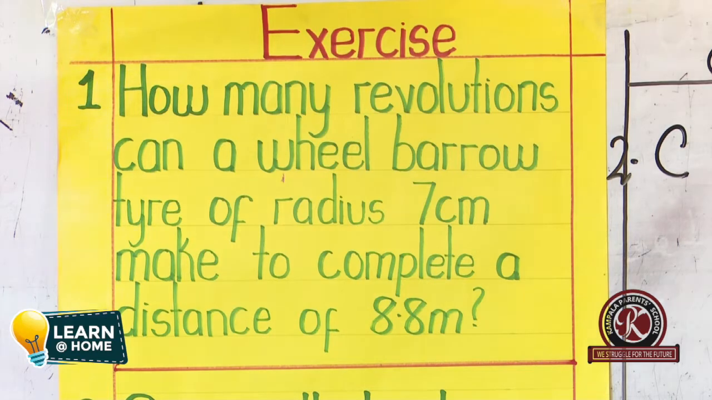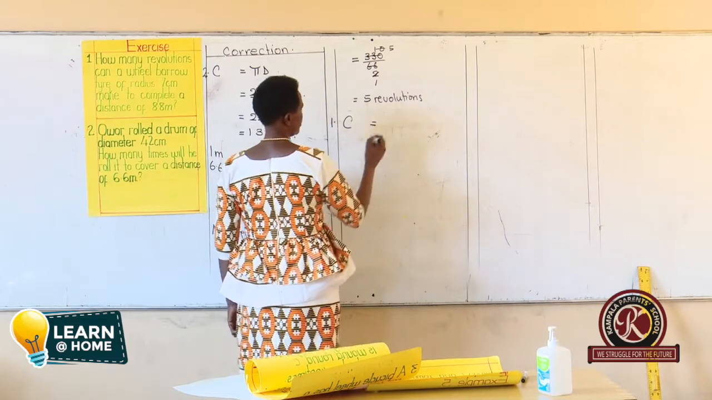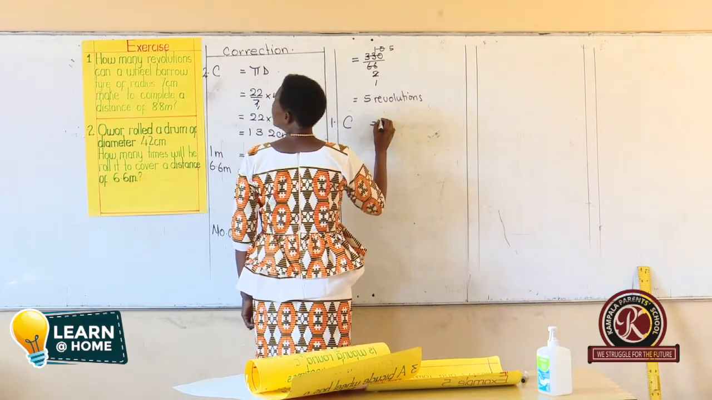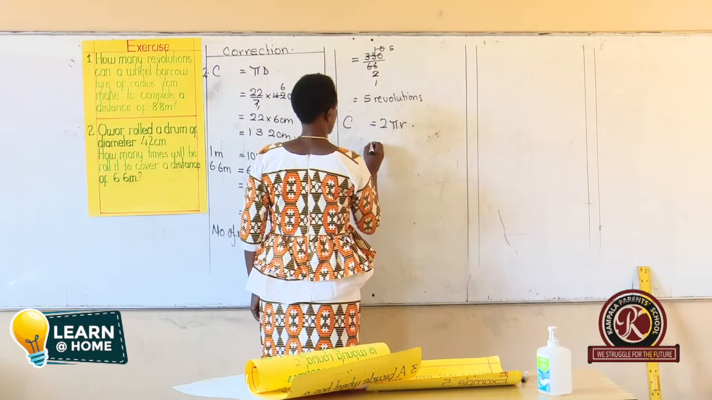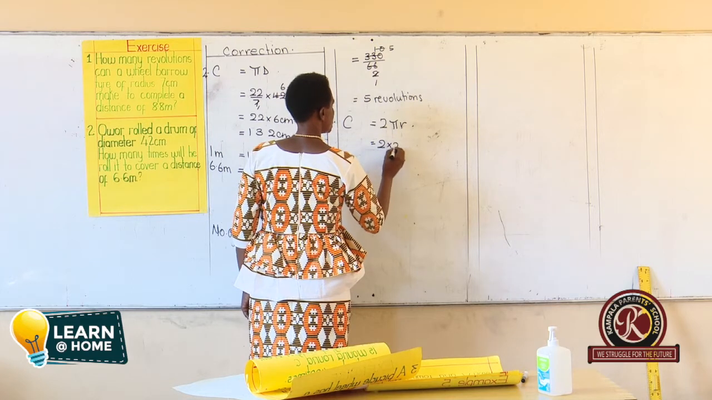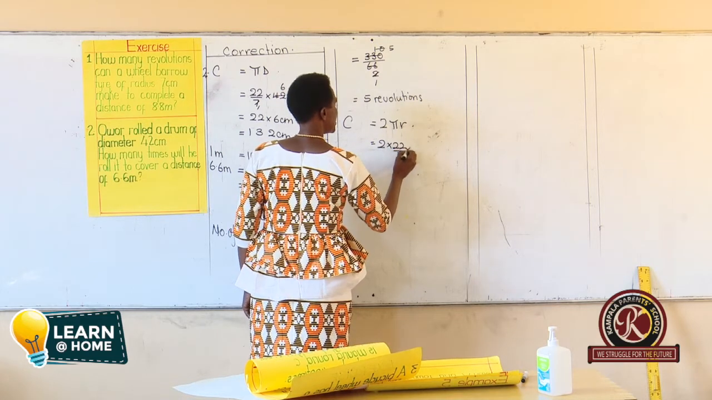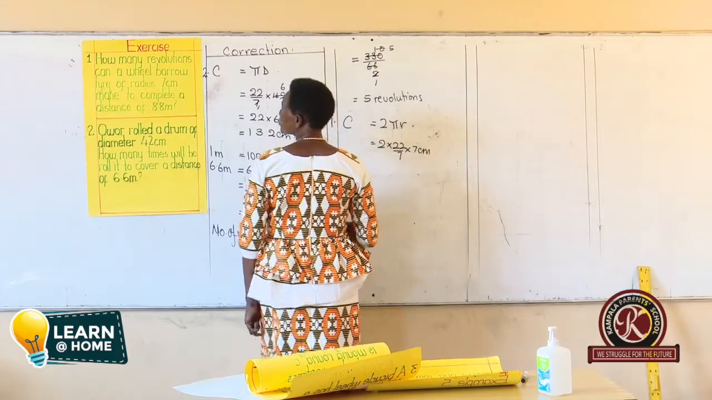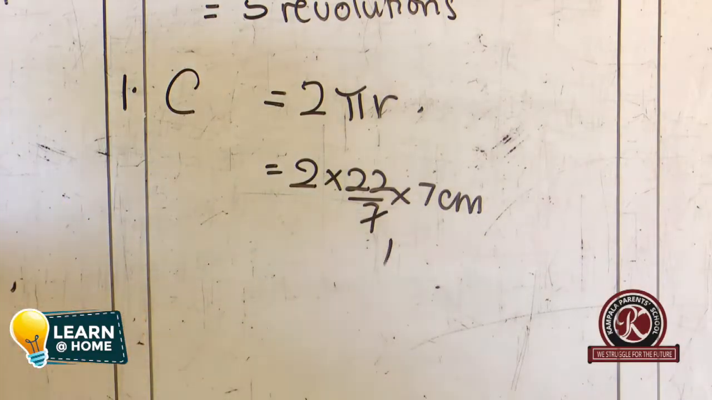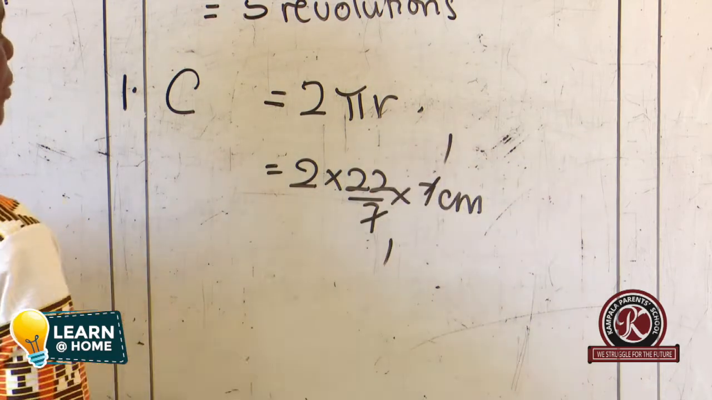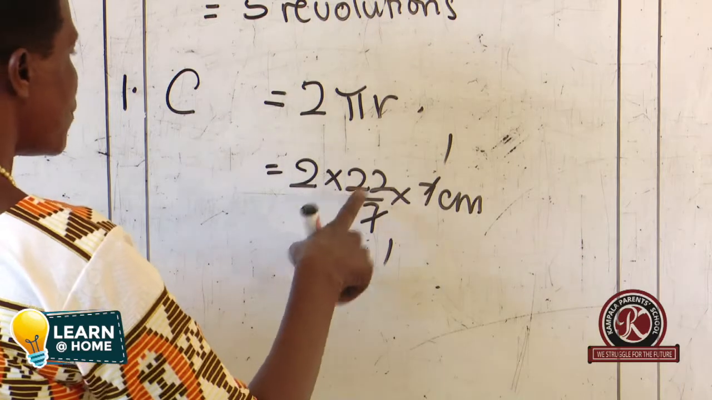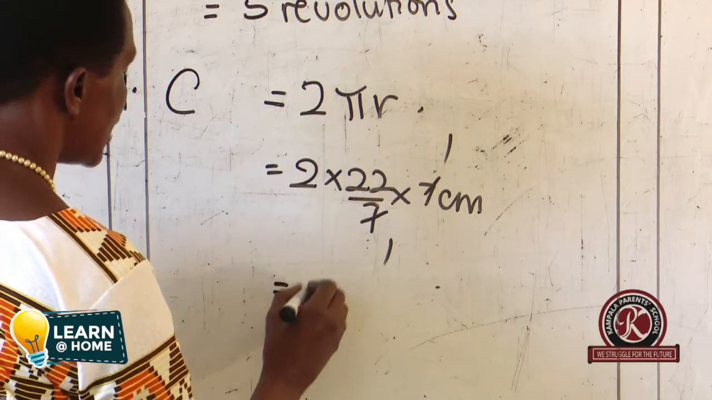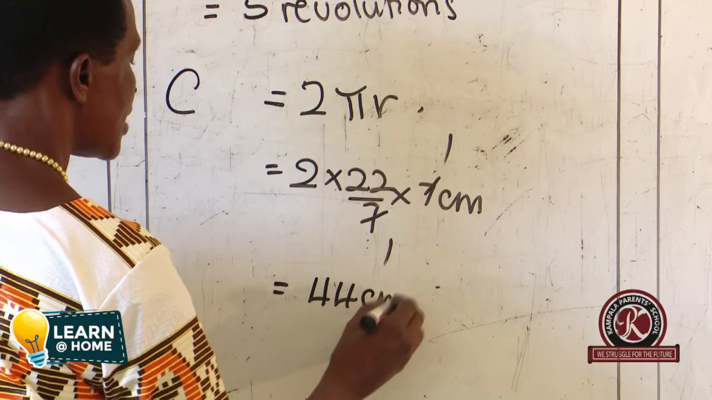We are starting with the circumference. We are saying circumference equals, here they have given us the radius, so we use 2 pi r, which is giving us 2 times 22 out of 7 times 7 centimeters. By 7 here, by 7. 22 times 2, what do we get? 44 times 1 centimeter. That is 44 centimeters.